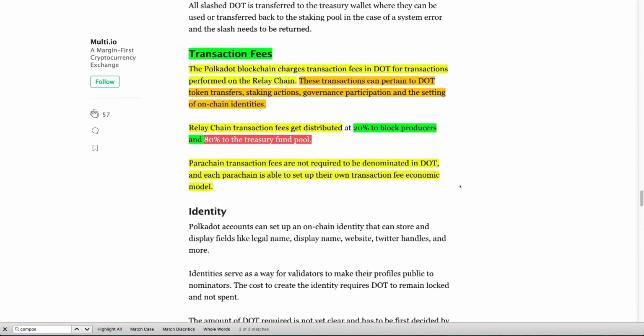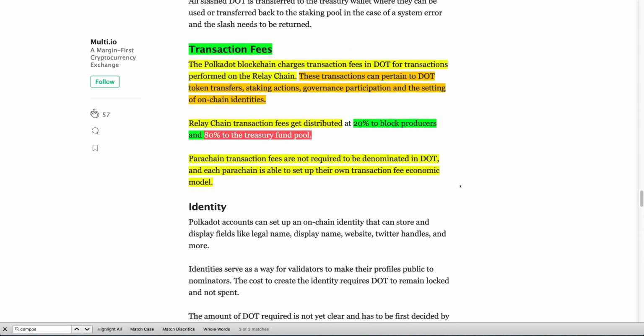So let's come again to the transaction fees, which of course is always a big topic of concern. The Polkadot blockchain charges transaction fees in DOT for transactions performed on the relay chain. So these transactions can pertain to DOT token transfers, staking actions, governance participation, and the setting of on-chain identities. Very similar to Ethereum, where you have to pay in ETH for these types of transactions.